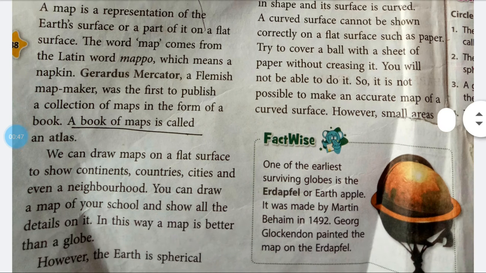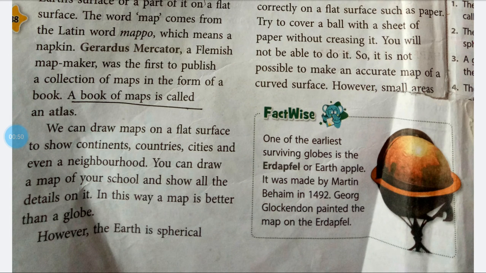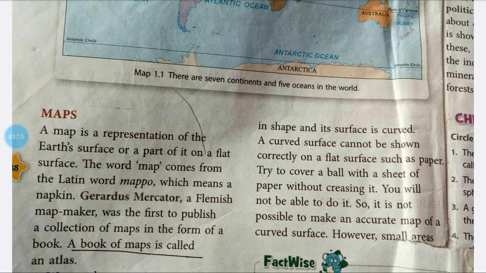We can draw maps on a flat surface to show continents, countries, cities, and even a neighborhood. You can draw a map of your school and show all the details on it. In this way, a map is better than a globe. However, the Earth is spherical in shape and its surface is curved. A curved surface cannot be shown correctly on a flat surface such as paper. Try to cover a ball with a sheet of paper without creasing it. You will not be able to do it. So, it is not possible to make an accurate map of a curved surface.